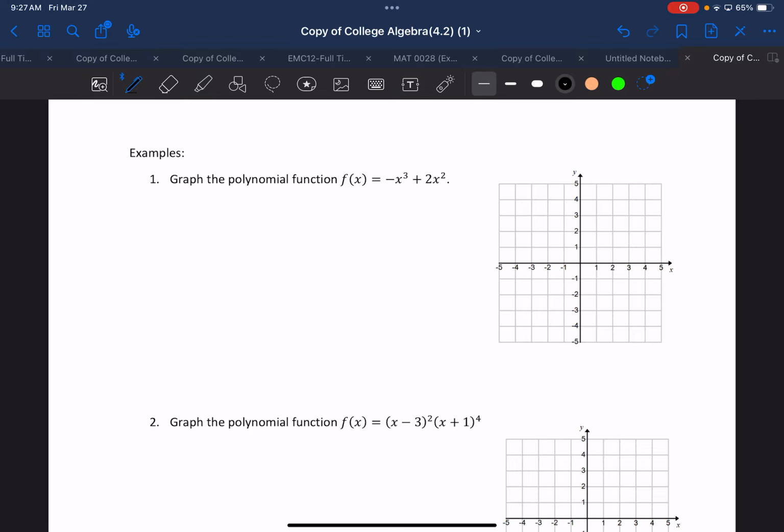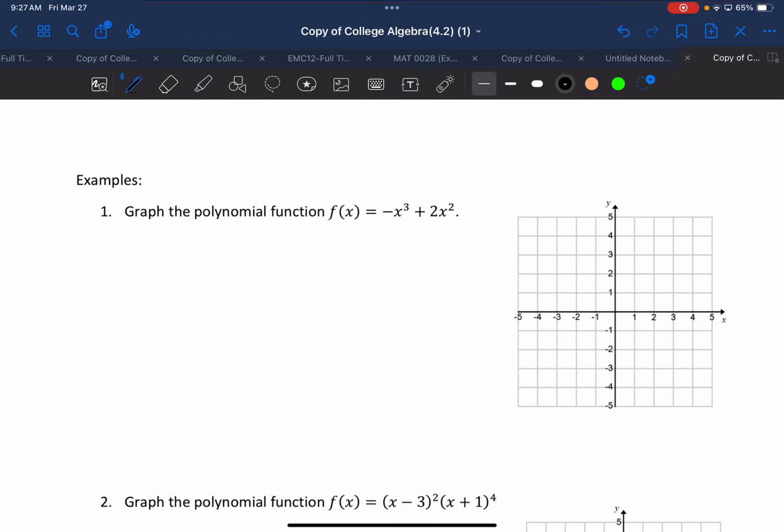All right, so number 1 says graph the polynomial function f of x equals negative x cubed plus 2x squared. And we're going to do this by hand. But again, like I said, there's only really 2 on Pearson that you need to do by hand. And I'm going to pull up Pearson and show you how to do those.